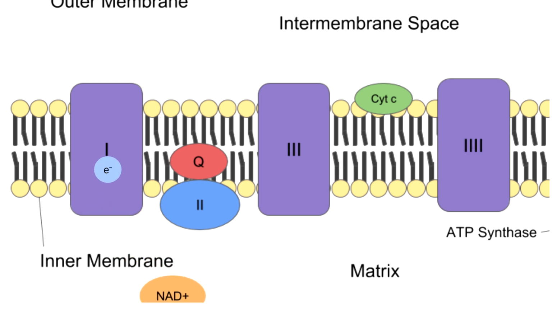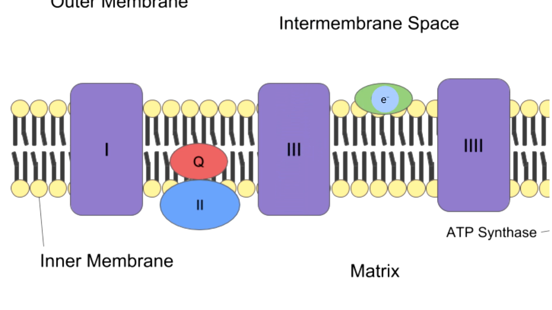NADH first loses its electron to complex 1. As the electron drops energy levels, it releases energy and pumps H+ ions across the inner membrane into the intermembrane space. FADH2 is oxidized in complex 2. These electrons are then moved to the mobile carrier ubiquinone. This ships the electrons to the third complex, and as they move through, more H+ protons are moved into the intermembrane space.